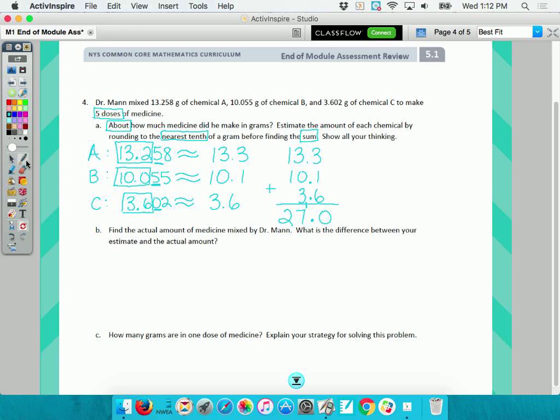So to answer the question, how would you answer it if someone asked how much medicine he made in grams? Dr. Mann made about 27. About. Uh-oh, I forgot Dr. Dr. Mann made about 27 grams of medicine. What if you don't know how to spell medicine? It's up in your paper. It is, it's in the question. Dr. Mann made about 27 grams of medicine.